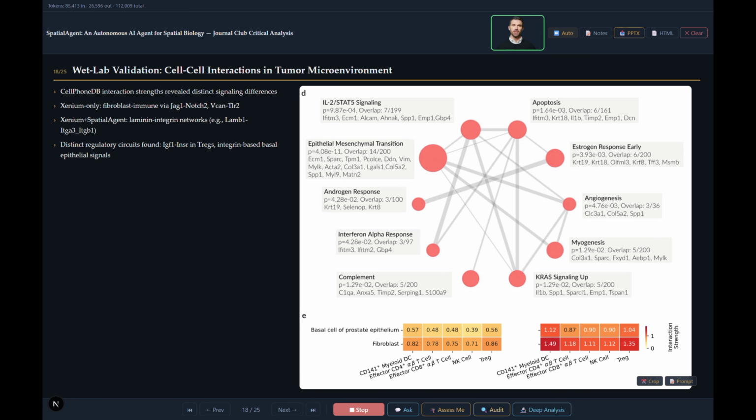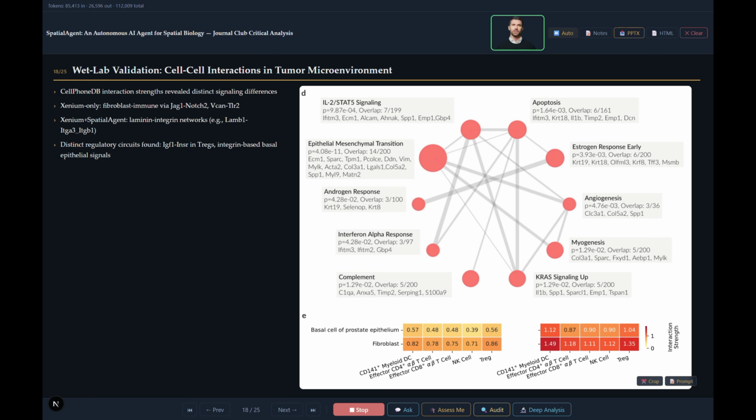Zooming into the cell-cell interaction analysis, the enhanced panel revealed cell-type-specific communication patterns that the standard panel missed. Fibroblasts engaged in numerous robust interactions across immune subtypes, while basal epithelial cells displayed fewer but functionally important integrin-based signals. The discovery of IGF-1 INSR signaling specifically in Tregs is particularly interesting from a translational perspective.